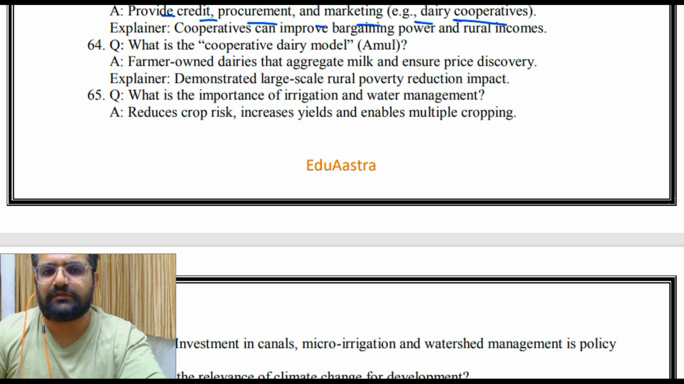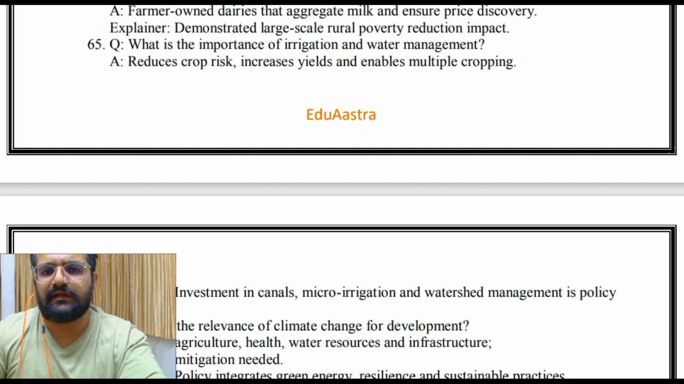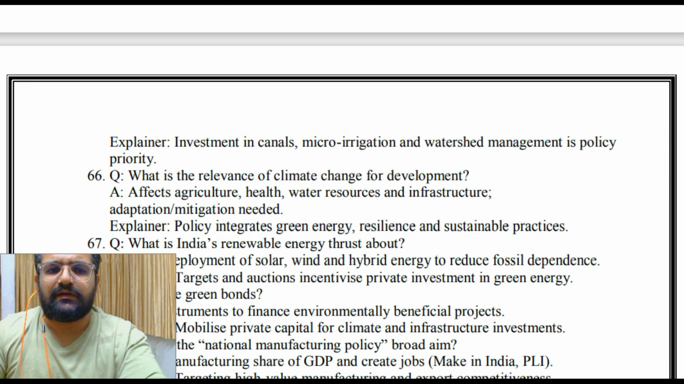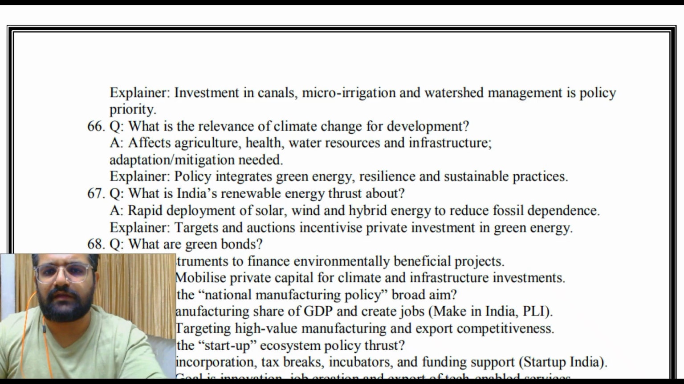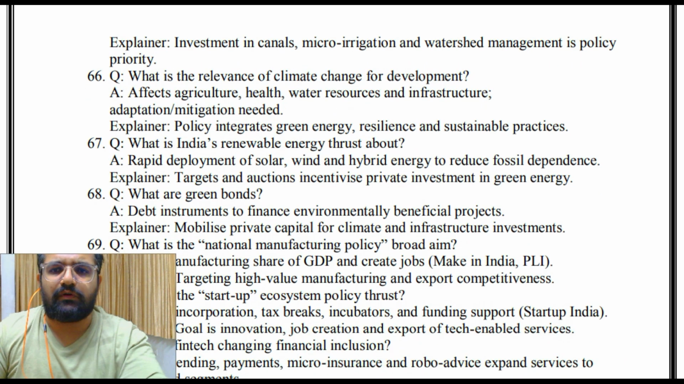What is the importance of irrigation and water management? Reduces crop risk, increases yield, and enables multiple cropping. Investment in canals, micro irrigation, and watershed management is policy priority. What is the relevance of climate change for development? Affects agriculture, health, water resources, and infrastructure adoption.